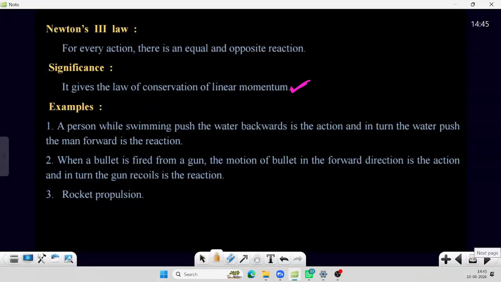And there are so many examples of the third law: swimming, firing a bullet, and rocket propulsion. All these are examples of Newton's third law.